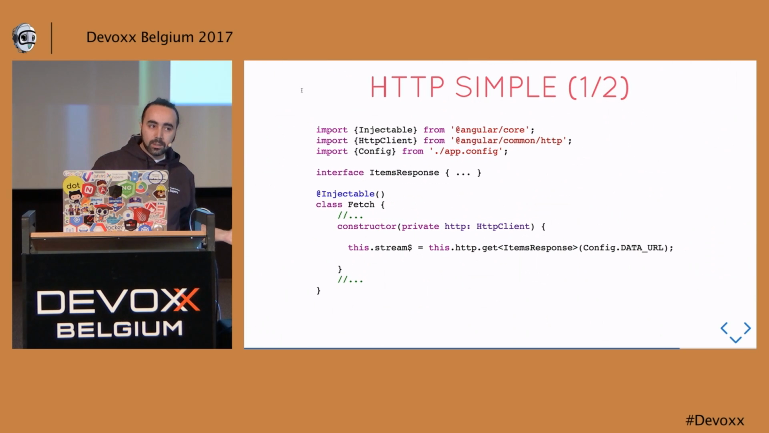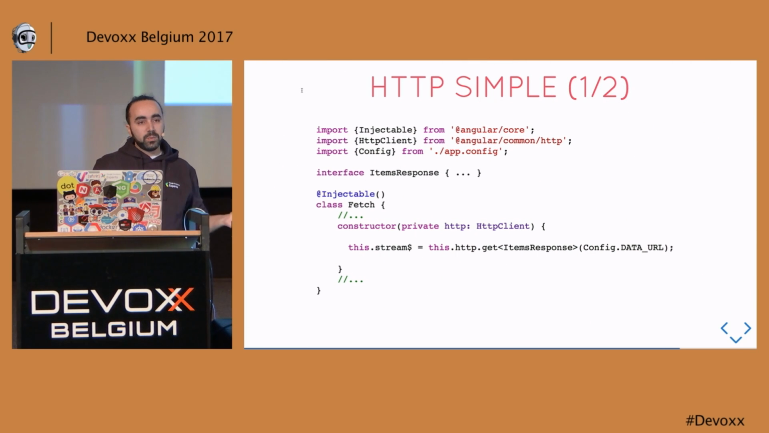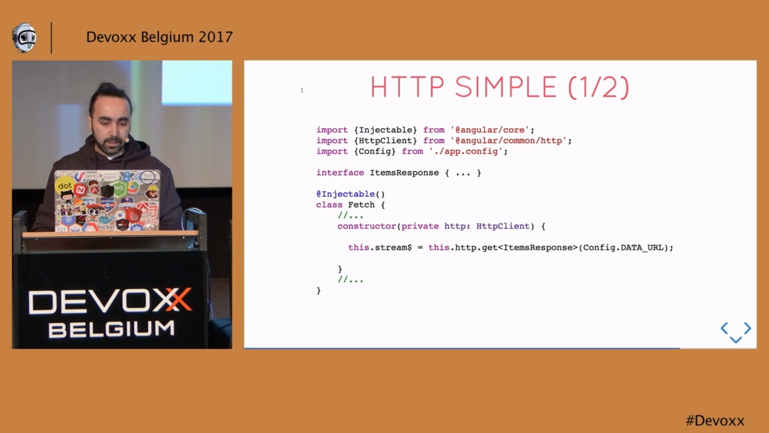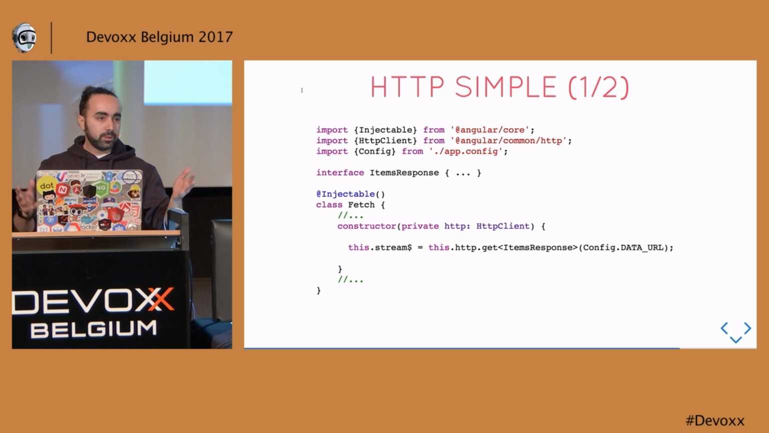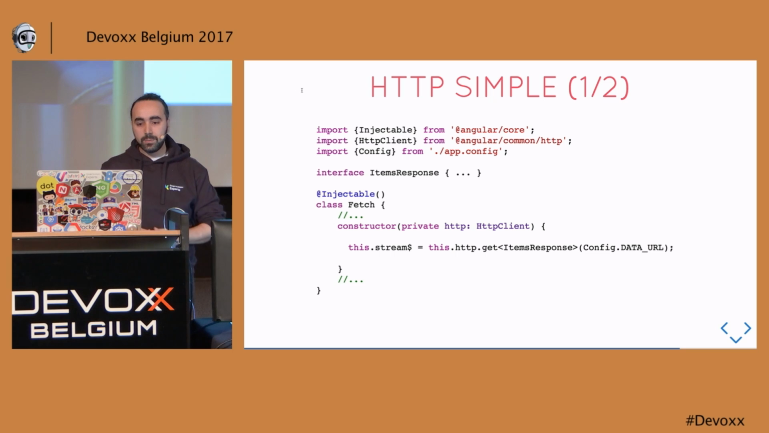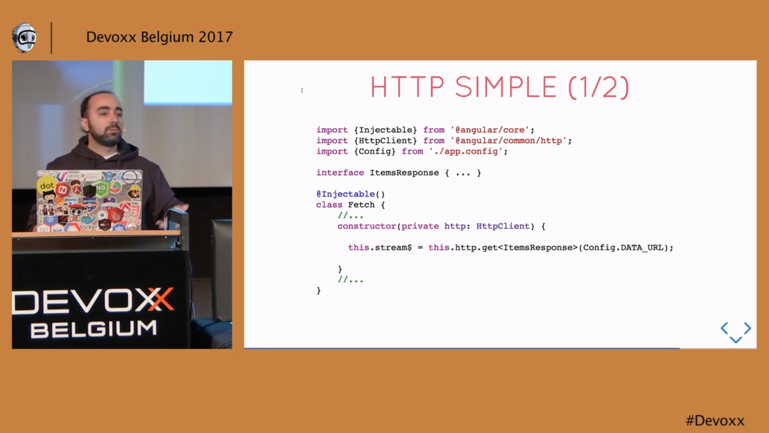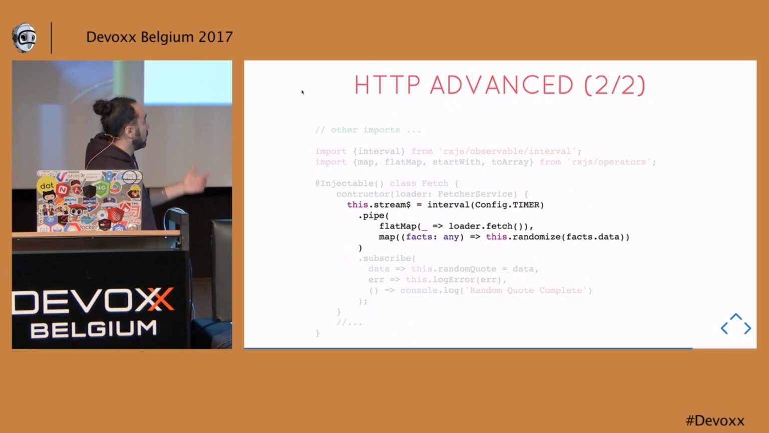Again, with HTTP, we all use HTTP in all of our Angular apps. The HTTP API is by default streamable. It returns an observable. So here we call the get method. We can even give it a type. Here I'm using TypeScript, by the way, so I have static types. And the get method returns an observable. So I can, for instance, use this kind of stuff.